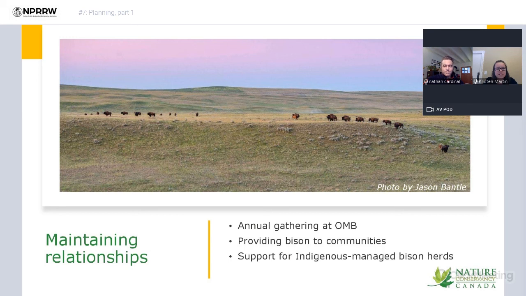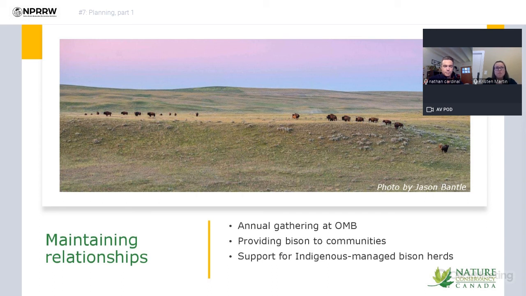Another thing is providing buy-in to communities. So as part of our management, it often involves removing animals from the herd to meet those age structure goals or sex ratio goals. And so at Roundup every year, we usually have some animals that we are removing from the herd.